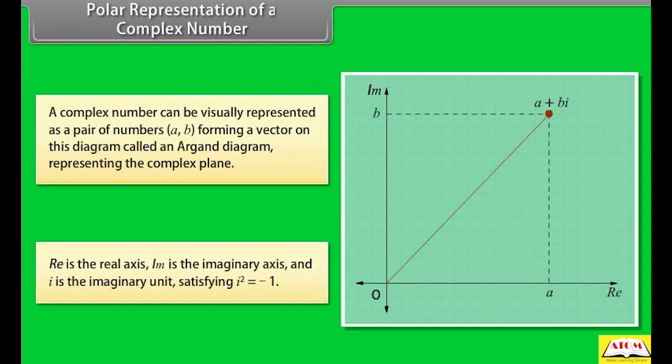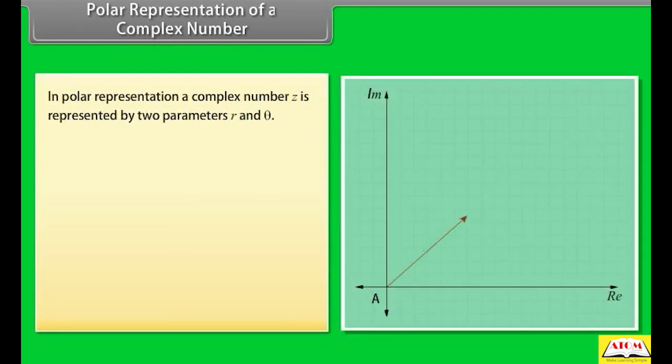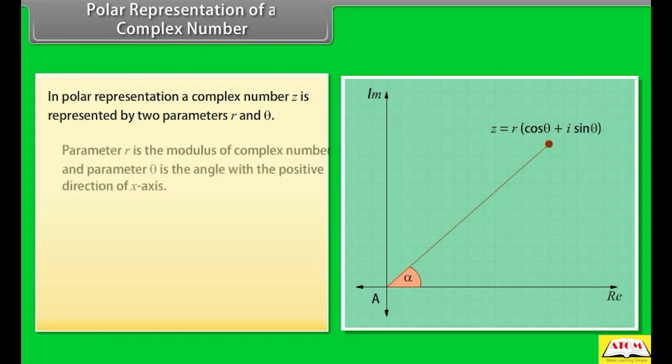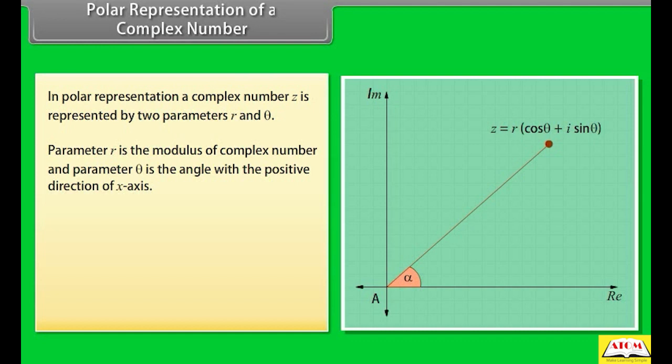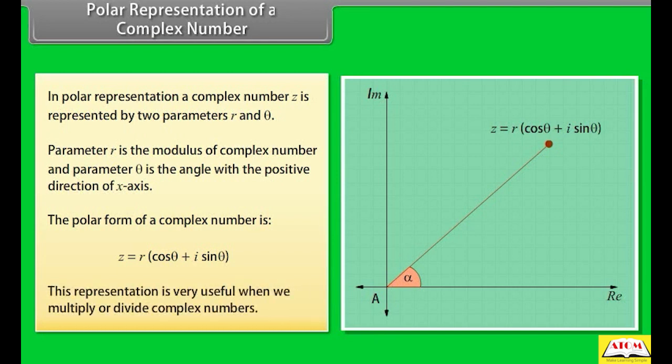equal to -1. In polar representation, a complex number z is represented by two parameters r and theta. Parameter r is the modulus of complex number, and parameter theta is the angle with the positive direction of x-axis. The polar form of a complex number is z is equal to r into cos theta plus iota sin theta. This representation is very useful when we multiply or divide complex numbers.